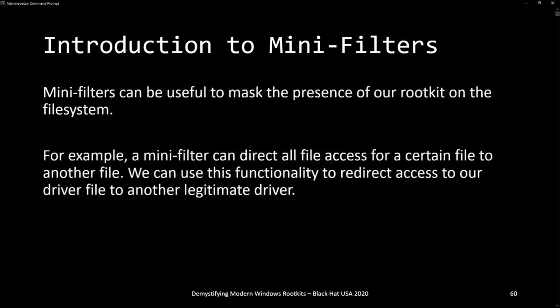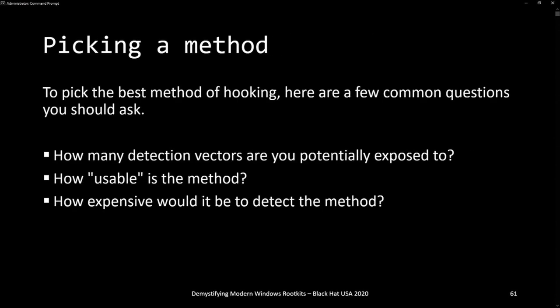So mini filters can be useful to mask the presence of our rootkit. For example, a mini filter can redirect all file access for a certain file to another one. So we can use this to redirect access from our rootkit file to a legitimate driver file. So again, going back to the previous picking a method slide, we were concerned about detection vectors, how usable is the method, and how expensive is it to detect.